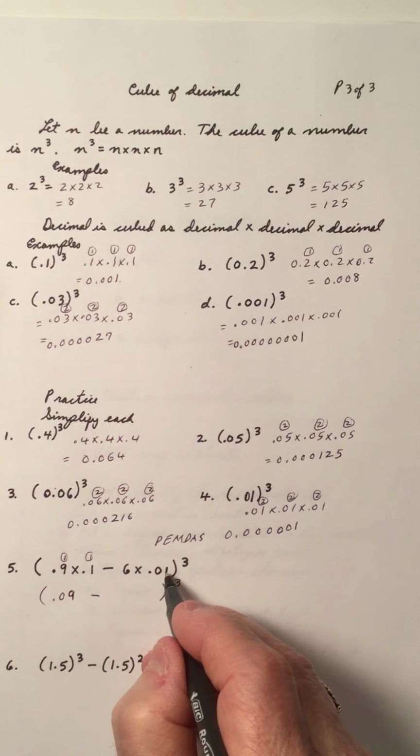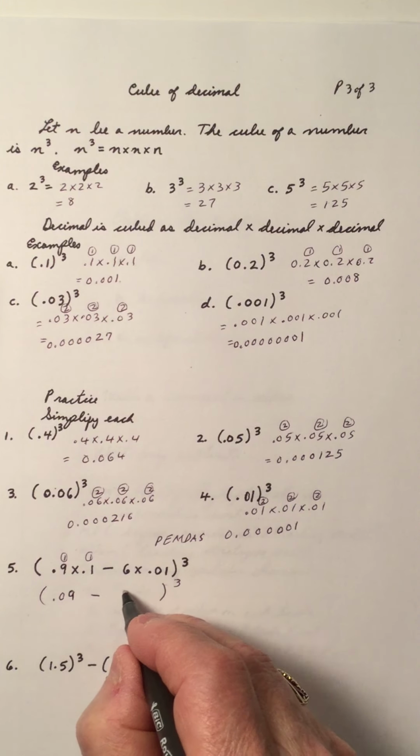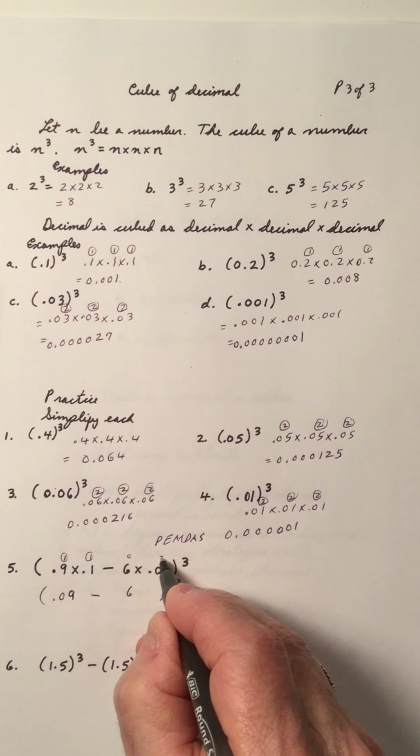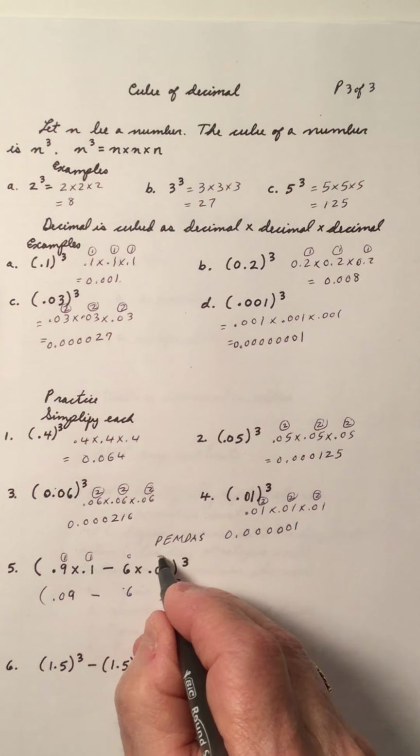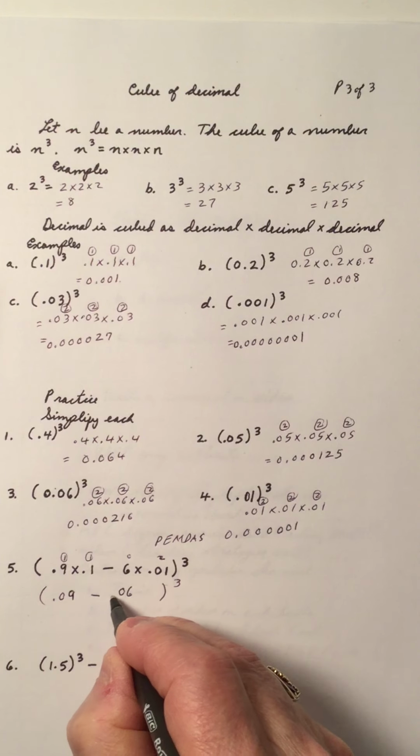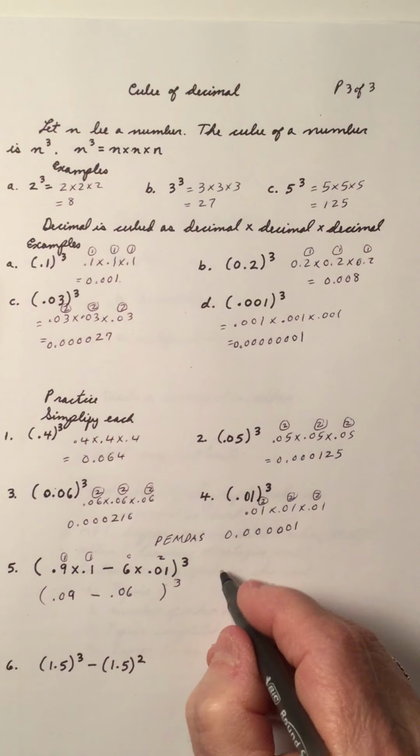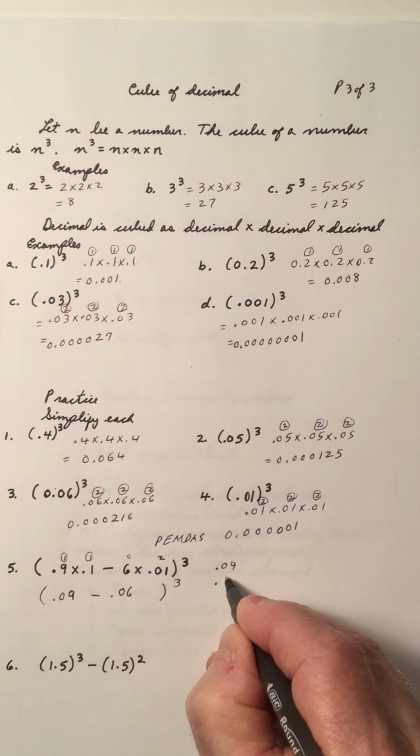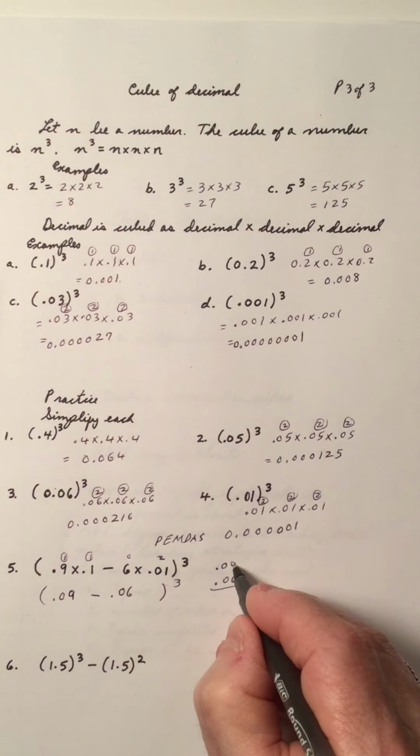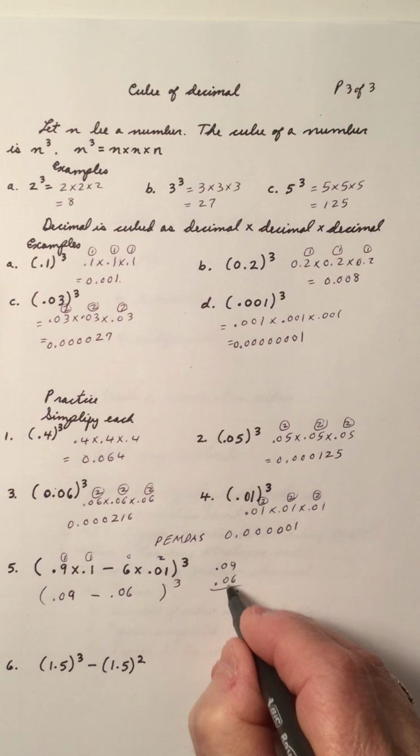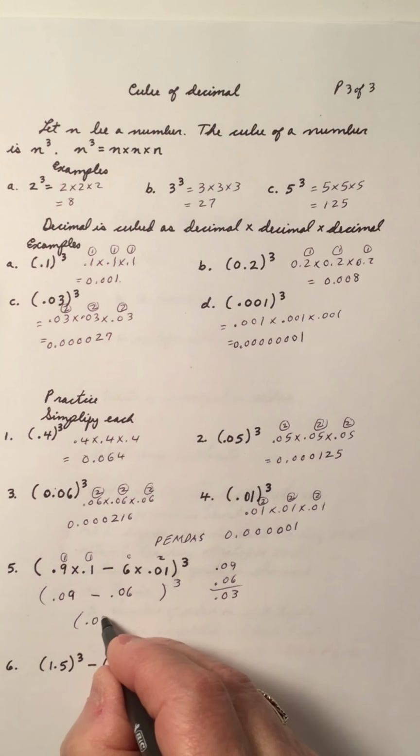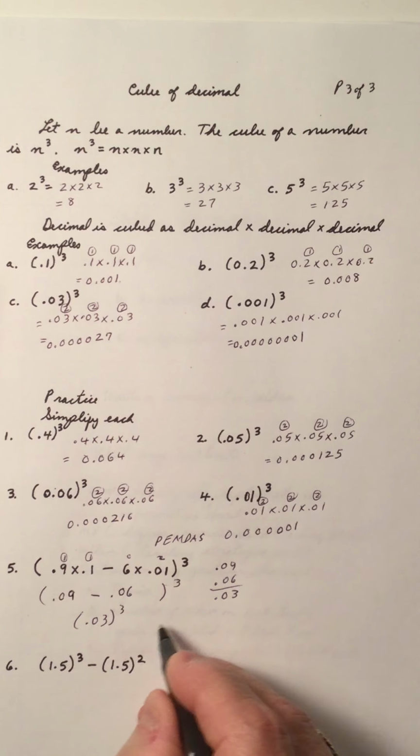Subtract 6 times decimal 0.01. 6 times 1 is 6, and there's no decimal places there, 2 there, so it's 2 in your answer, so it's decimal 0.06. We have to subtract decimal 0.09 subtract decimal 0.06. 9 take away 6 is 3. 0 subtract 0. And so we get 0.03, and we cube it.